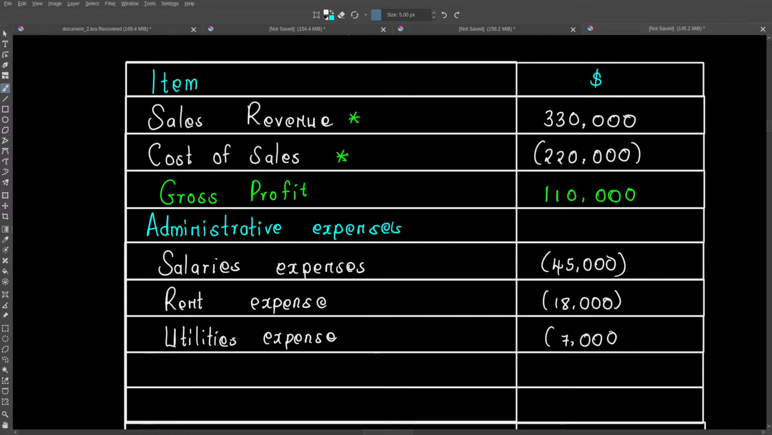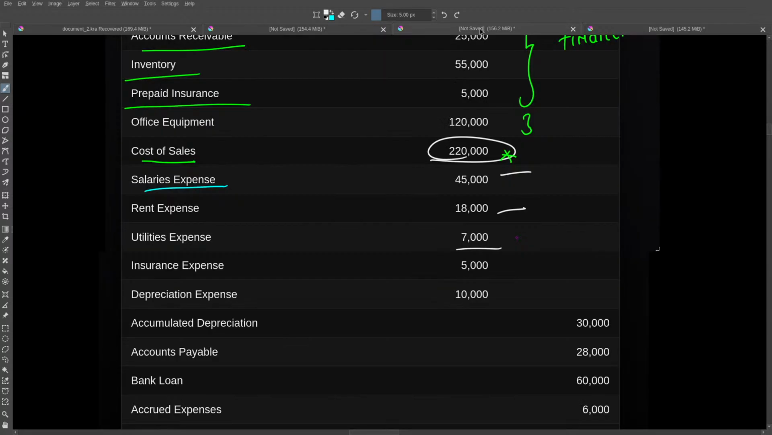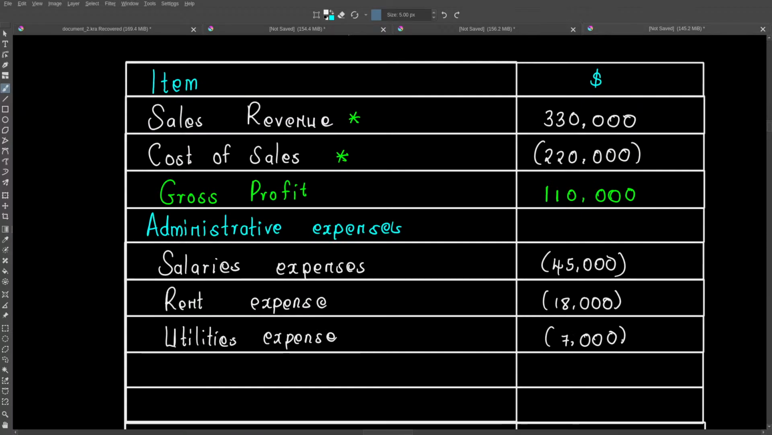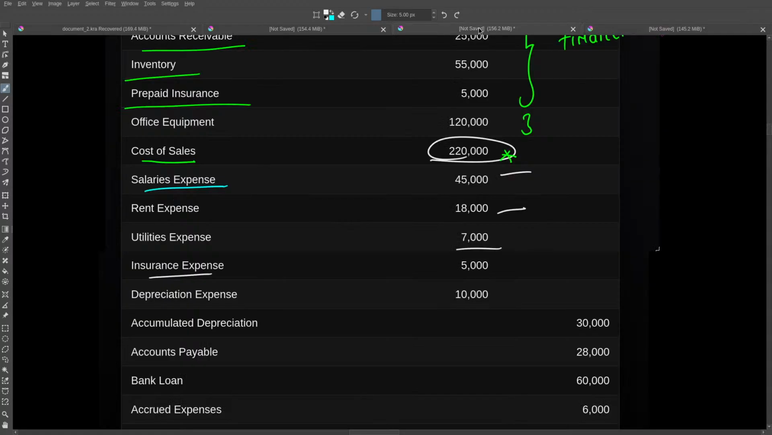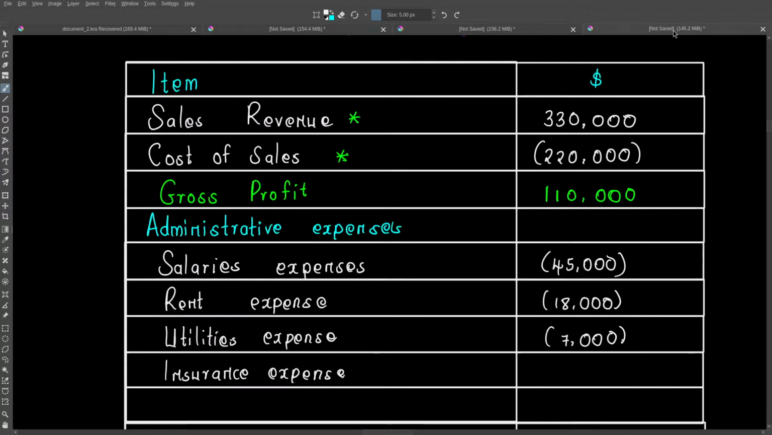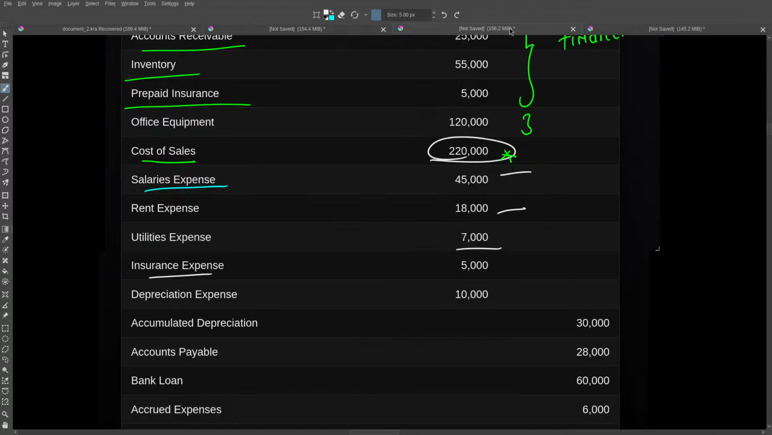Okay, then we have another one, which is insurance. It could be insurance for a motor vehicle, it could be insurance for employees. This is another operating expense as well. So we less again 5,000 from our trial balance. We have 5,000. Okay, then what else?